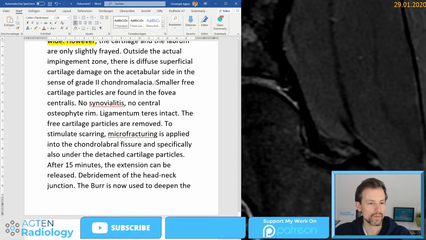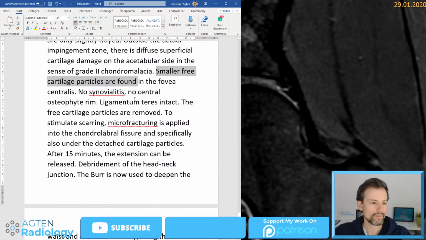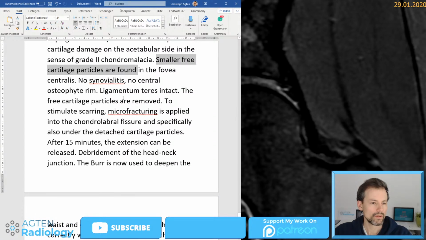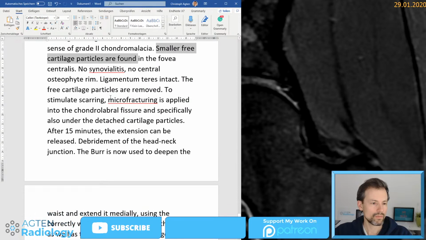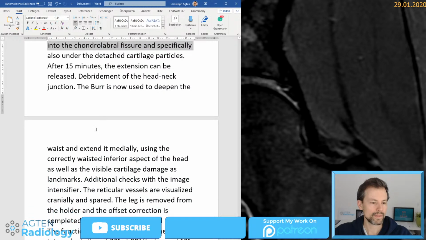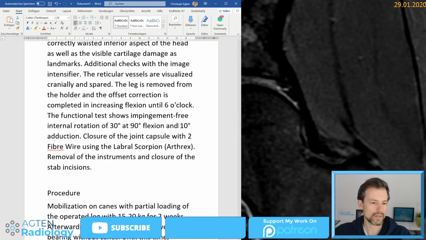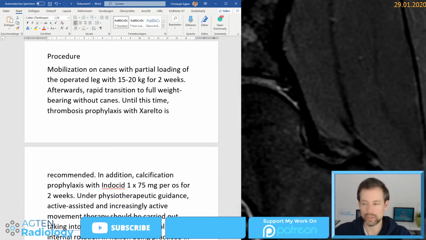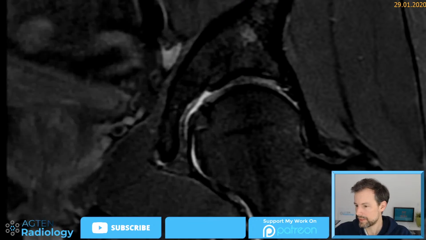So let's see. Smaller free cartilage particles around the fovea. Teres intact, removed, microfracturing applied. So what they actually did to stimulate scarring: microfracturing is applied into the chondrolabral fissure, specifically under the detached cartilage particles. And yeah, I think the rest is basically not really important anymore. So I think that's it.